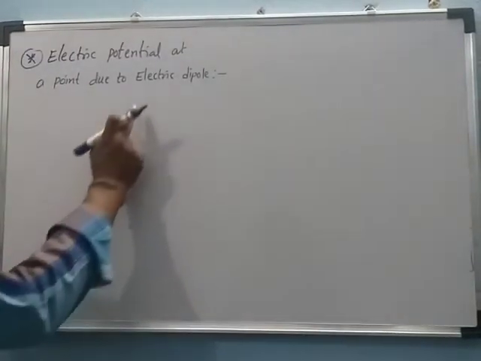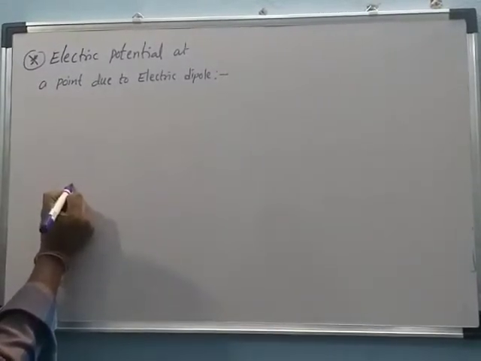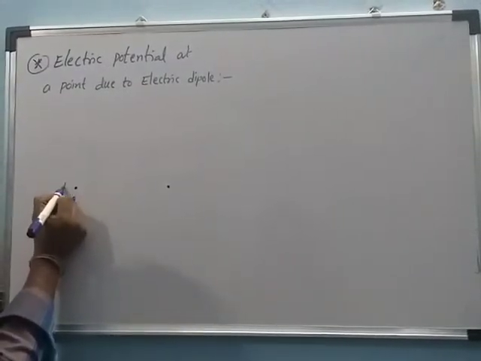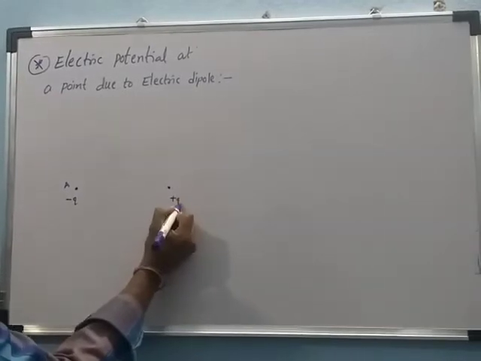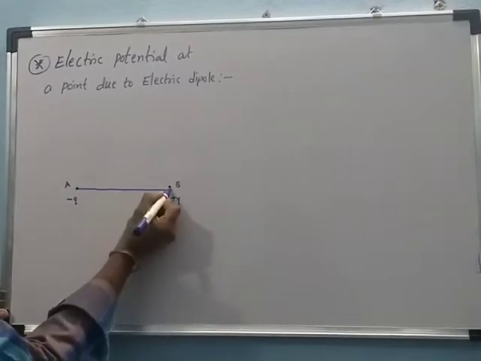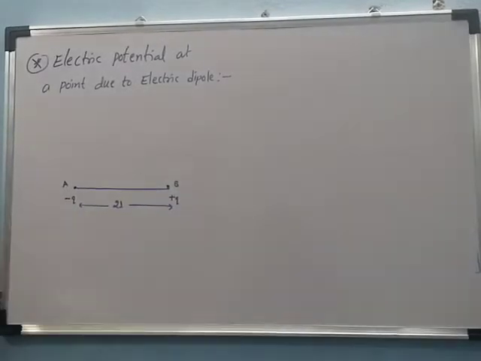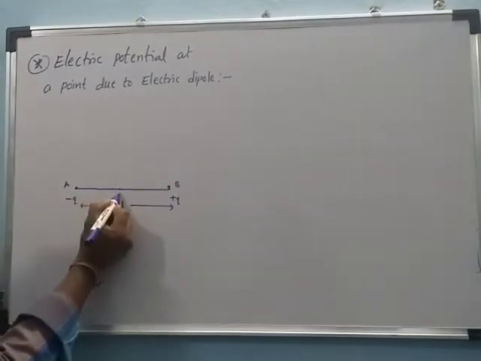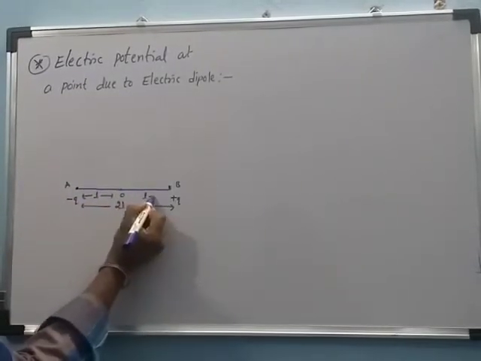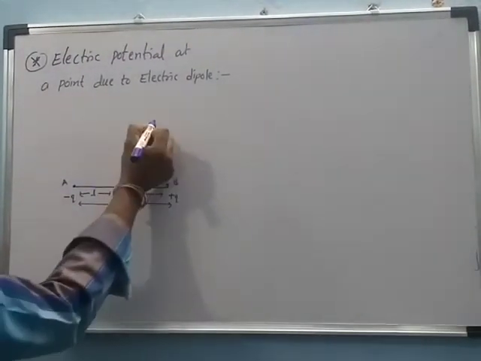Based on that, we will discuss the electric dipole. Di means two charges: one is a negative charge, another is a positive charge. The negative charge is placed at point A and the positive charge is placed at point B. These two charges are separated by a distance of 2L. The center point is O. The distance from A to O is L and from O to B is also L, so L plus L is 2L.